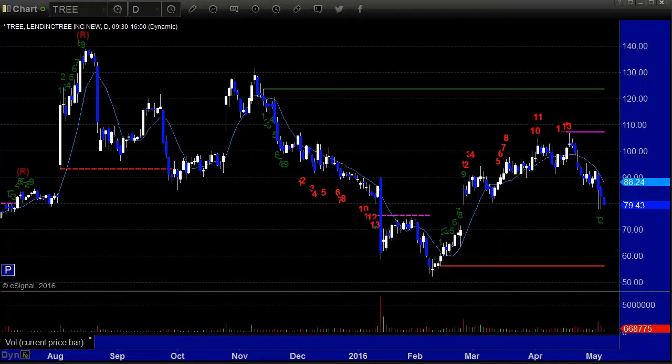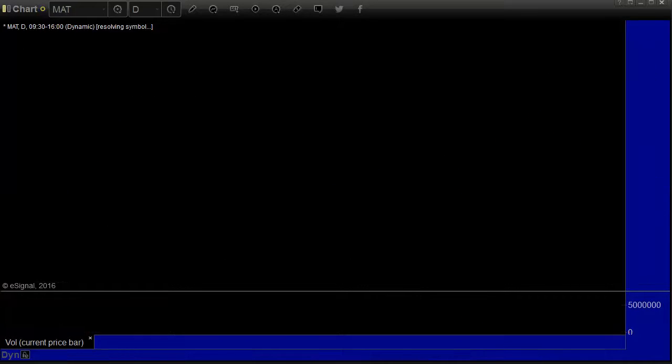Look at this one. TREE, T-R-E-E. Look at that sell signal. Look at one more day up after the signal, hits the risk line almost to the penny on a $110 stock, and then rolls over. So that signal worked well.